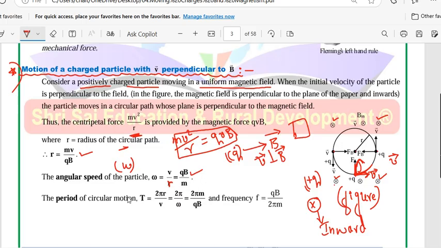And also the time period of the circular motion, that is T, is equal to 2 pi r divided by v. If you substitute r and v values here, you will get the time period, that is 2 pi m divided by qB. And frequency, that is f, is equal to 1 by T. So it is given by qB divided by 2 pi m. So let me derive it neatly.